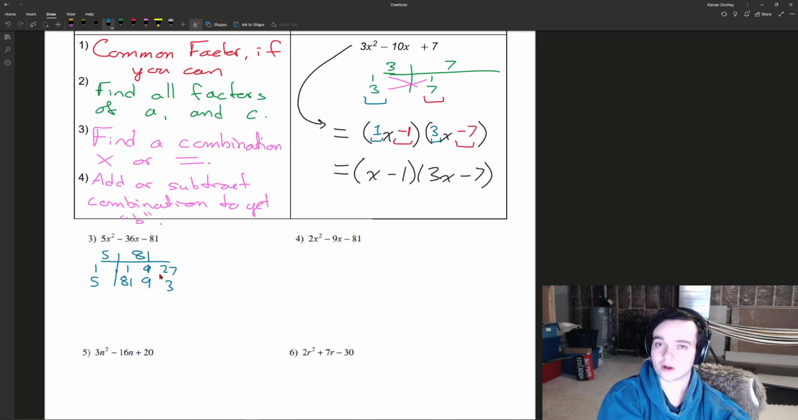If you can't think of all of them, possibly that's okay. Think of as many factors of 81 as you can. So what we're going to do is choose one of these sets of factors, either that one, this one, or that one. We're not going to choose all three. We're only going to choose one set of factors.